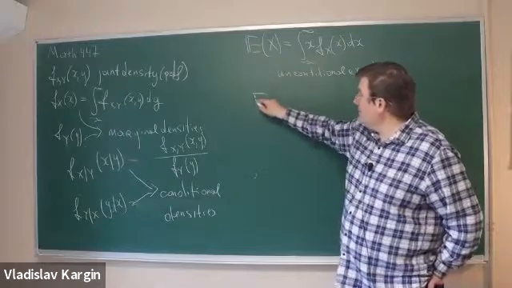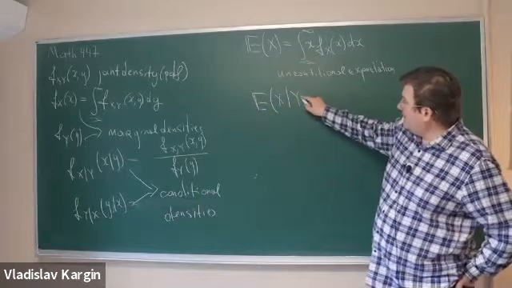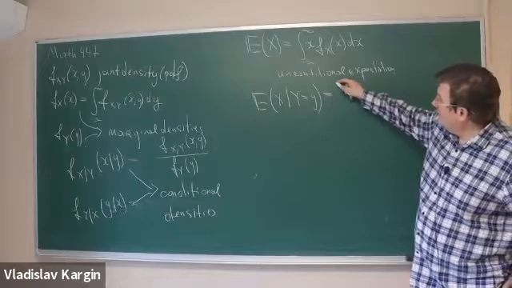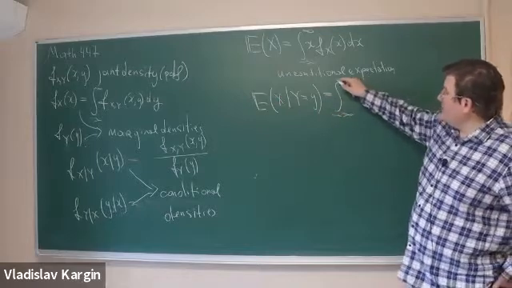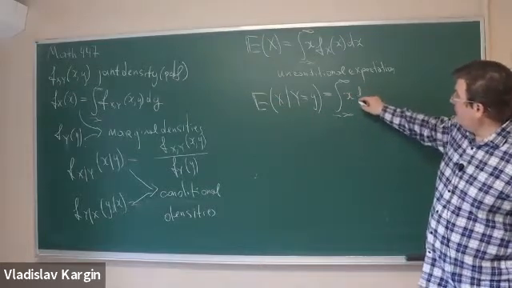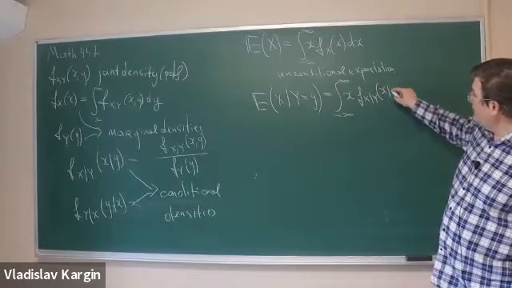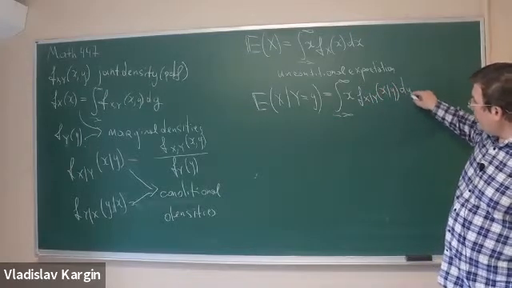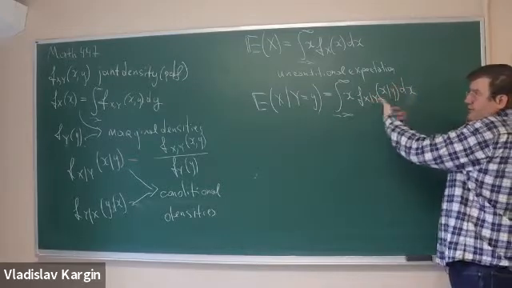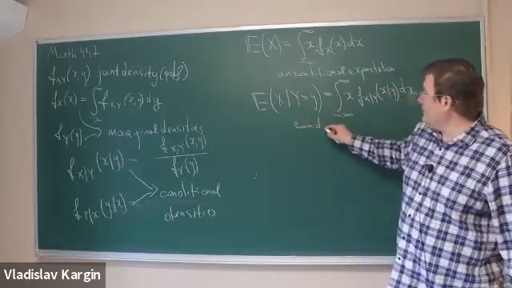And conditional expectation would be something like expectation of, say, x given y is equal to y small. So this would be an integral, but now since it's conditional, we're integrating over the conditional density, right? So here will be x, f of x given y, x, y, dx. Okay, so this will depend on y, so it will be a function of y. So this is a conditional expectation.